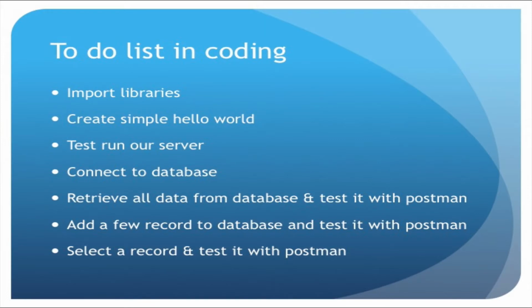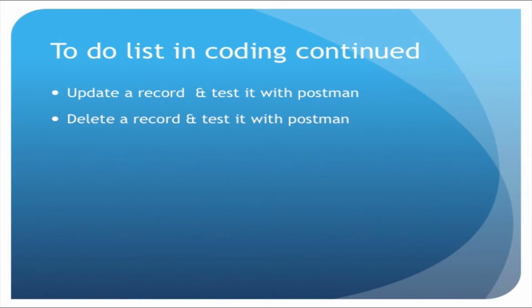We're going to import the libraries first. Then we create a simple hello world application and test our server. We're going to connect to the database after and retrieve all the data from the database and test it with Postman, which, as I mentioned earlier, is a very, very neat little tool. Then we add a few more records to the database and test it with Postman again. Then select a record and test it with Postman, because you need to select something before you can update. Then you update the record and test it with Postman. And finally, you delete a record and test it with Postman.